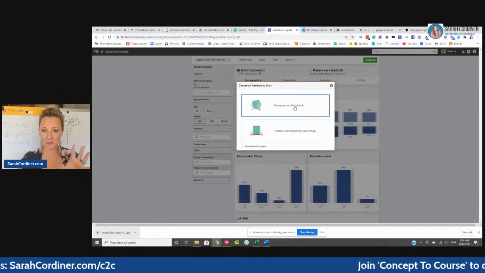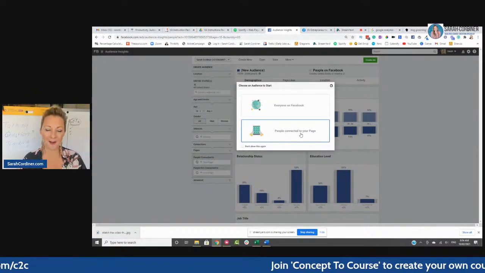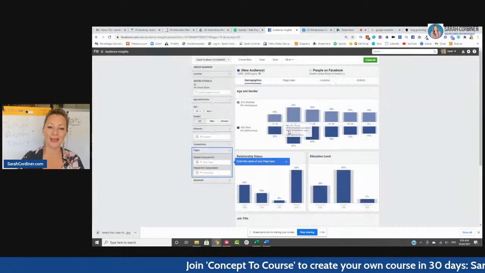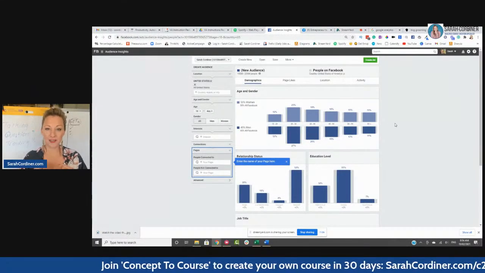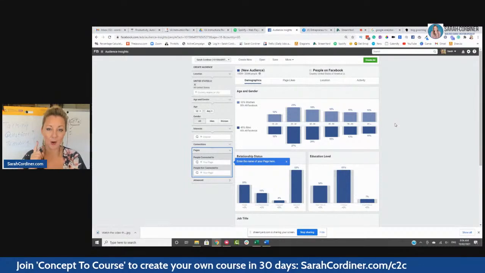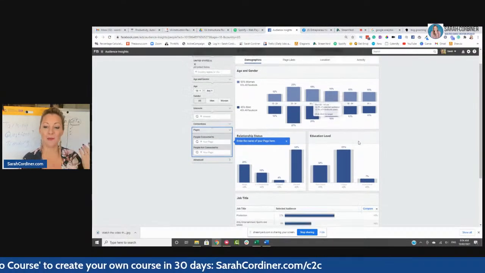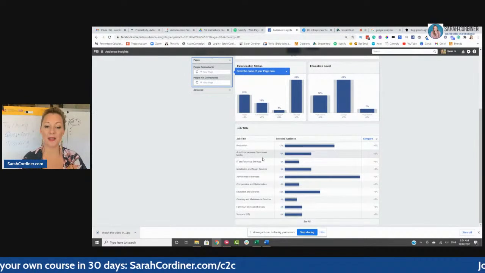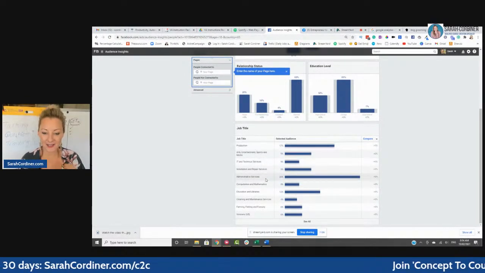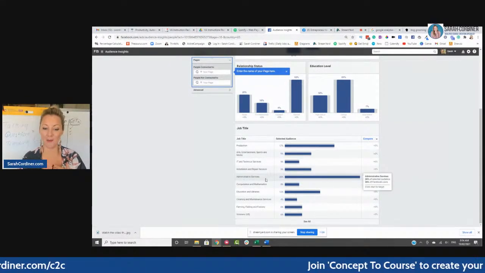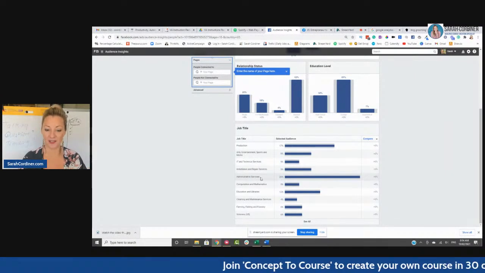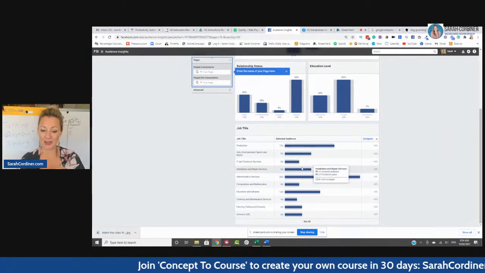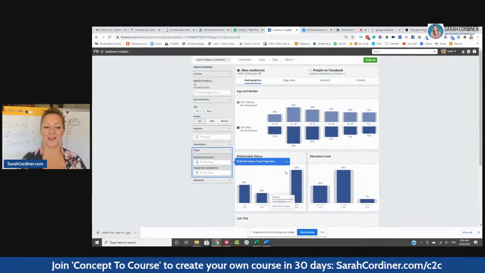This is where you go to Facebook Audience Insights. If you already have a page, click on People Connected to your page. Now, what it's going to do is tell you how old they are, whether they're male or female, whether they went to school or not, and what their job titles are. So this tells me that people who like my page are mostly in administrative services. Now, I can click on that and it will tell me exactly what types of jobs in administrative services.